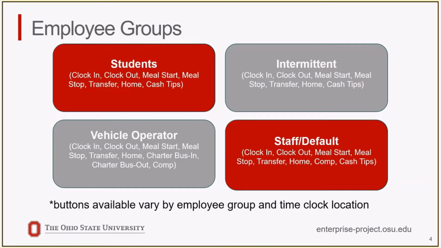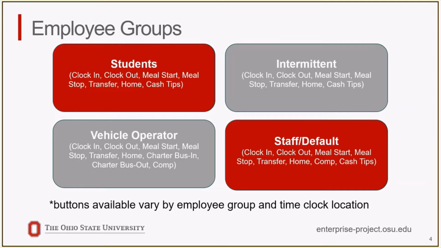There are 4 different employee populations configured for the external time clocks: students, intermittent, vehicle operators, and staff, which is considered the default. Depending on the employee population, different options are available on the time clock. In each box in parentheses, you can see what buttons are available to each employee group. As you can see on the slide, buttons vary by the combination of the employee group and external time clock being used. For example, student employees and intermittent employee types are unable to select comp time in lieu of overtime at the clock since they are not eligible for comp time.